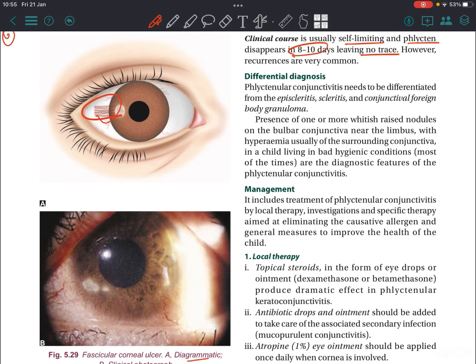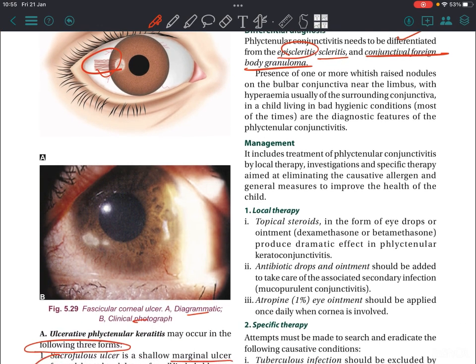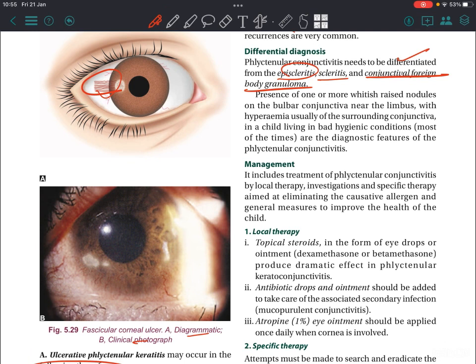Differential diagnosis. Phlyctenular conjunctivitis needs to be differentiated from episcleritis, scleritis, foreign body granuloma, etc. The presence of one or more whitish raised nodules on the bulbar conjunctiva near the limbus with hyperemia of the surrounding conjunctiva in a child living in bad hygiene conditions are diagnostic features of phlyctenular conjunctivitis.